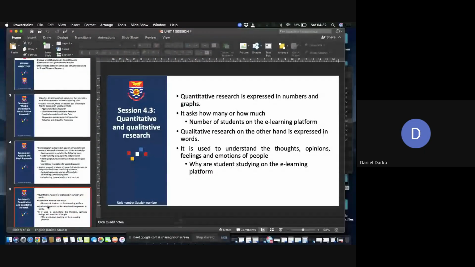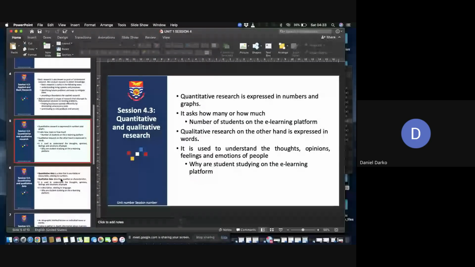There's also another school of thought that believes we should conduct qualitative research, where research is expressed in words. Here we want to understand the thoughts, opinions, feelings, experiences and emotions of people. And if you want to do that, then let's use words to obtain such information. So some schools of thought believe in quantitative research, and another believes that the best way to conduct research is through qualitative research. That is where the opposing sides come in.